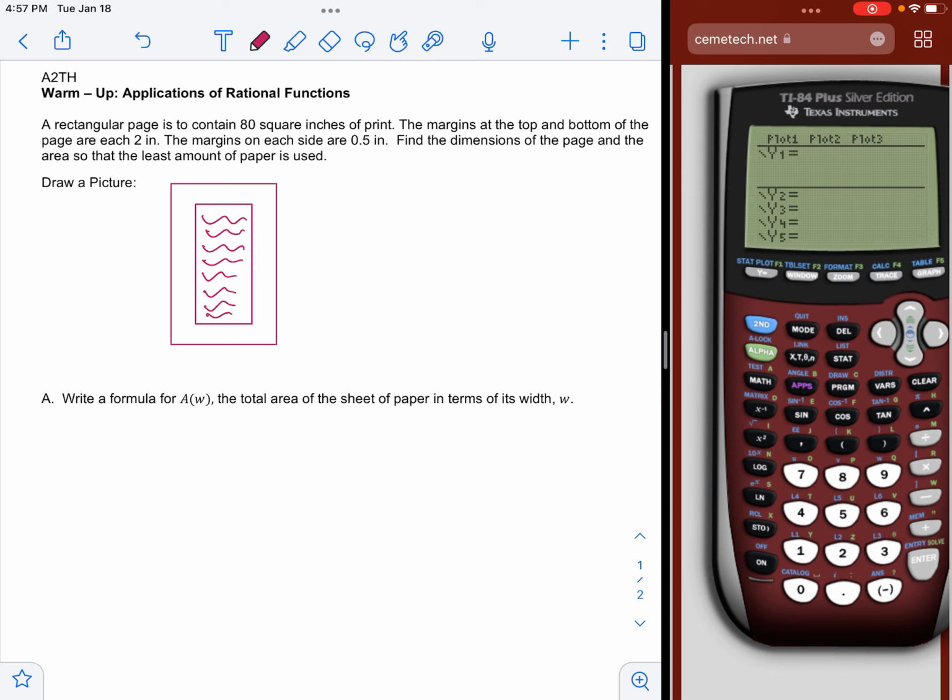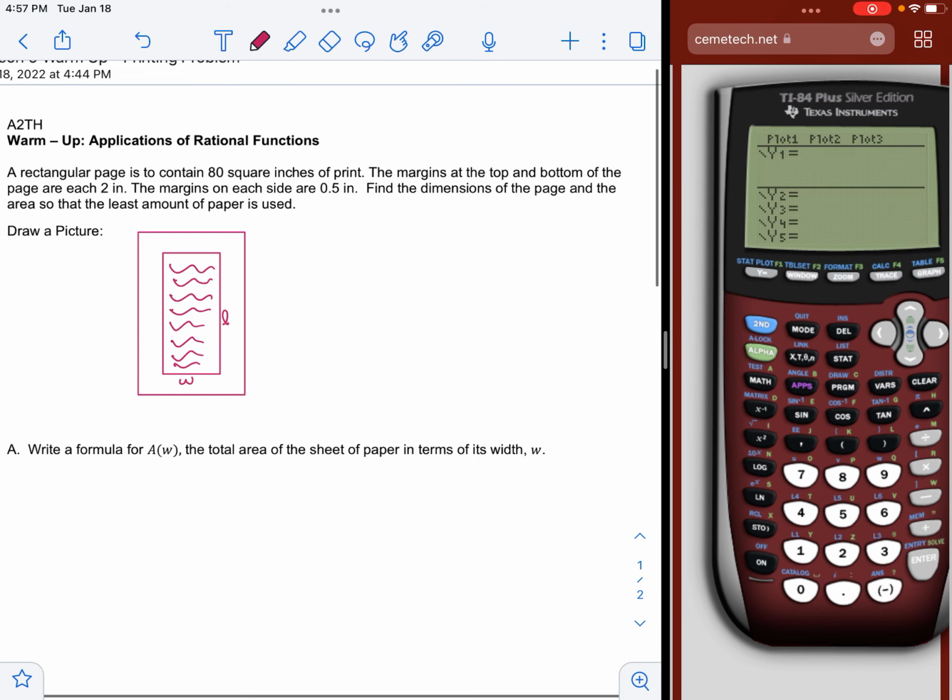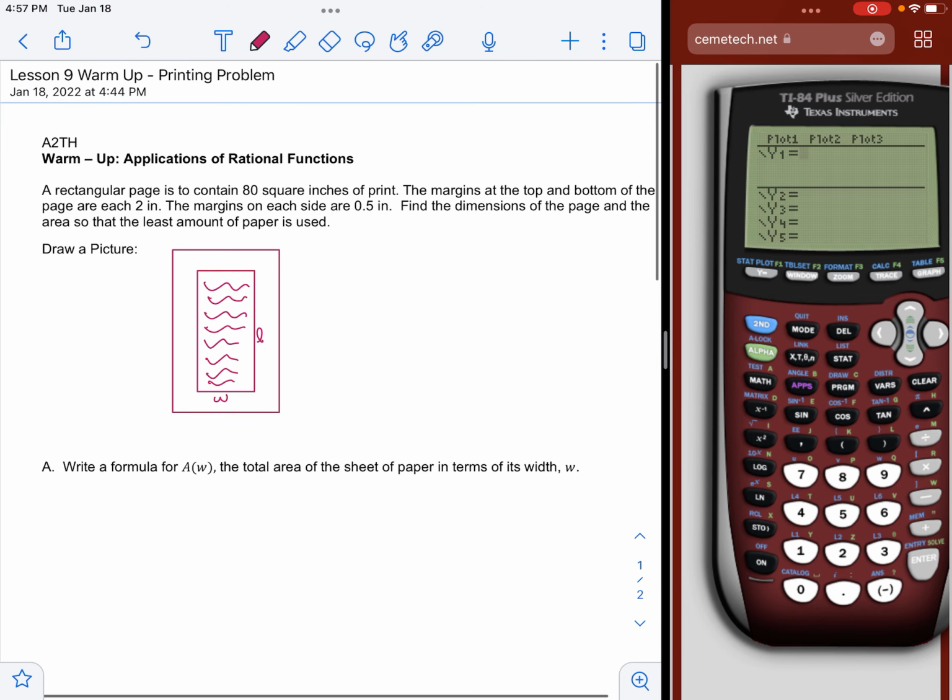So I'm actually going to call this W and this L, and that's going to represent the length and width of the printed area on the inside. So not the length and width of the entire page, just the printed area. Okay, so now I'm going to go ahead and label the margins. So it says that the top and bottom have 2-inch margins. So you can picture 2 inches on the top and bottom, and then 1/2 inch on either side here. Okay, so that's inches. Okay, so there's my picture.